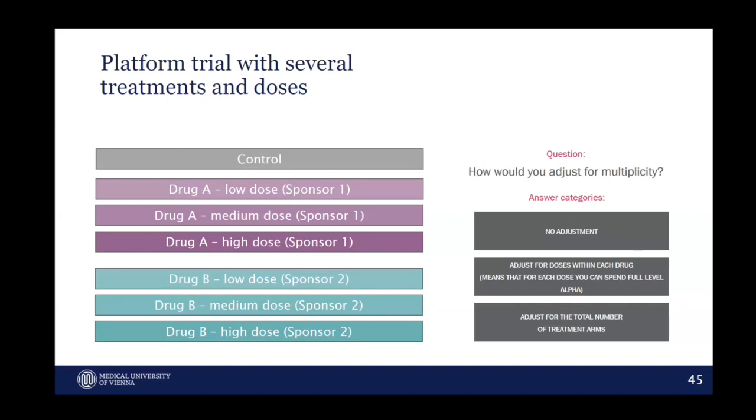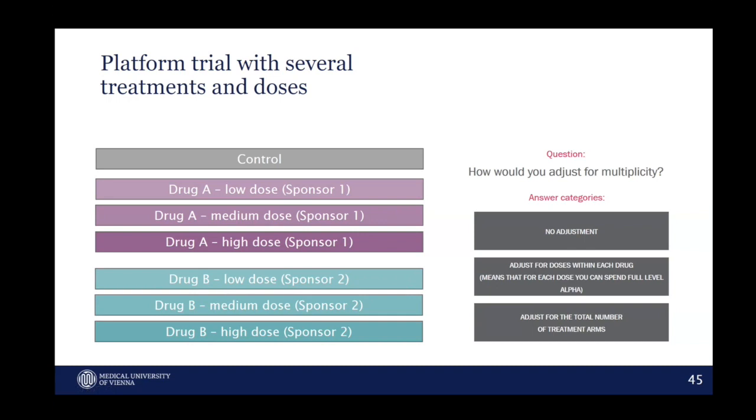But now look here. Now we have again a common control, but now we have 3 arms for drug A because we have a low dose, medium dose, high dose, and similarly for drug B, we have a low dose, medium dose, and a high dose. Would you adjust for multiplicity? No adjustment at all. Adjust for the total number of treatment arms, so we have 6 treatment arms, or you say, okay, this is a joint family for drug A, so I will only adjust within the sub-study for drug A, and similarly, I would only adjust within the sub-study for drug B, but the adjustment for drug A is not affected by how many doses are tested for B, because these are completely independent families.